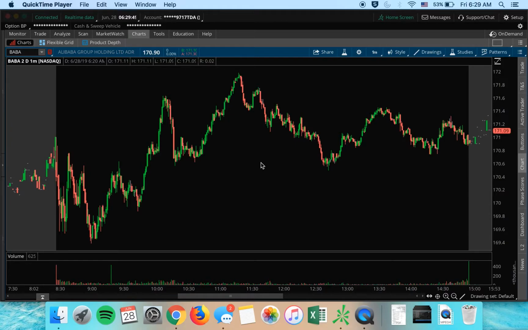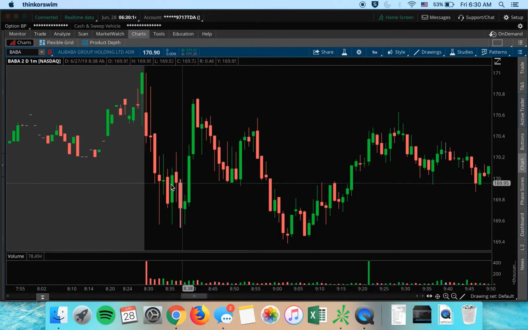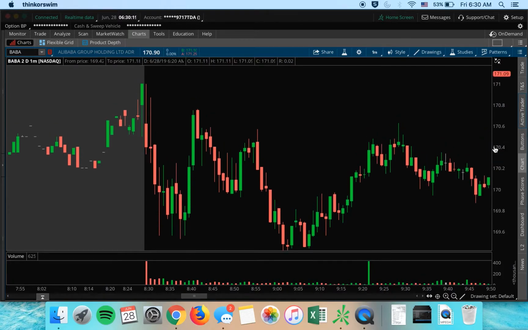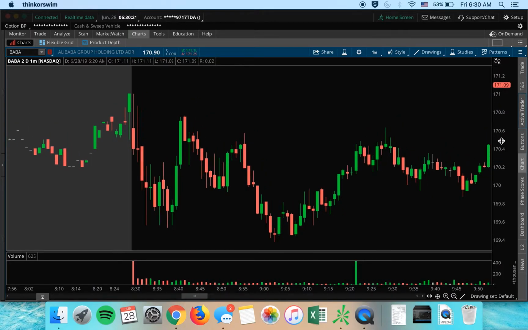So all support and resistance is an area on the chart that's been tested multiple times. I like to think of it as a wall of buyers and sellers. So if we look at Alibaba here, if you look at the first hour and 50 minutes, so from right here, from 8:30 to 9:50, so an hour and 20 minutes.